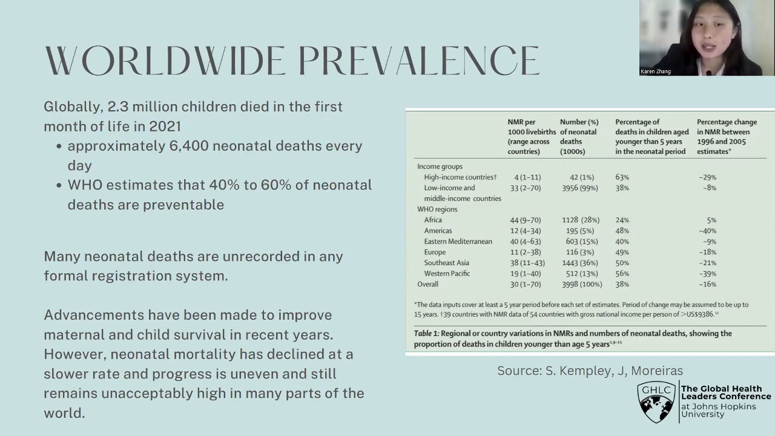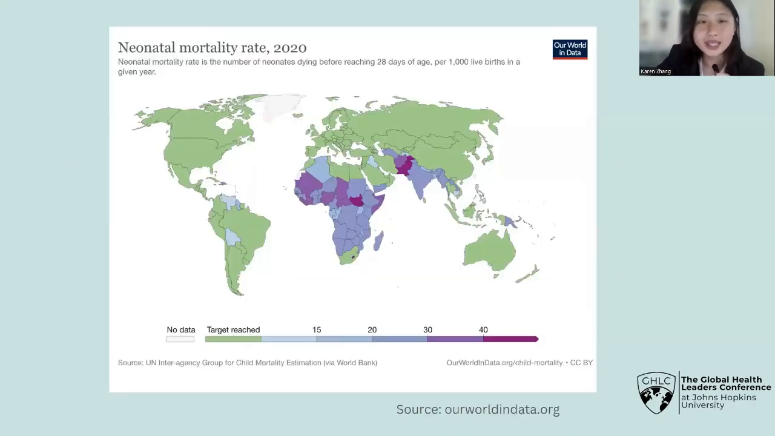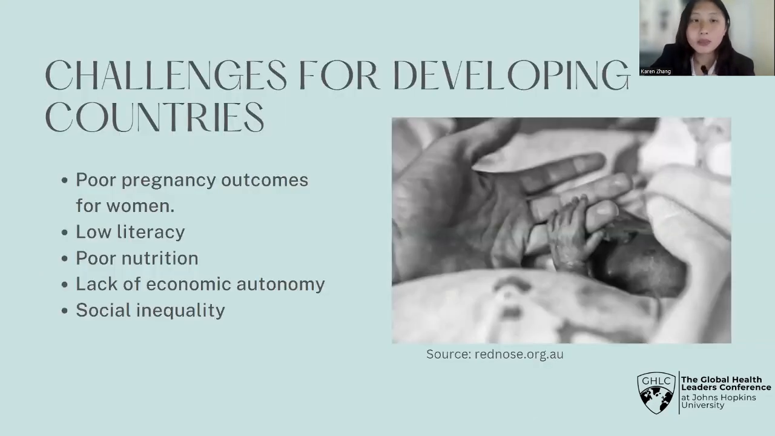Also, advancements have been made to improve maternal and child survival in recent years. However, neonatal mortality has declined at a slower rate, and progress is uneven and remains unacceptably high in many parts of the world. High-income countries have a relatively low mortality rate compared to low-income and middle-income countries. The areas that are most susceptible to a high neonatal mortality rate are South Asia and Africa. Some of the challenges that developing countries face is that there's poor pregnancy outcomes for women, largely due to low literacy, poor nutrition, lack of economic autonomy, and social inequality.